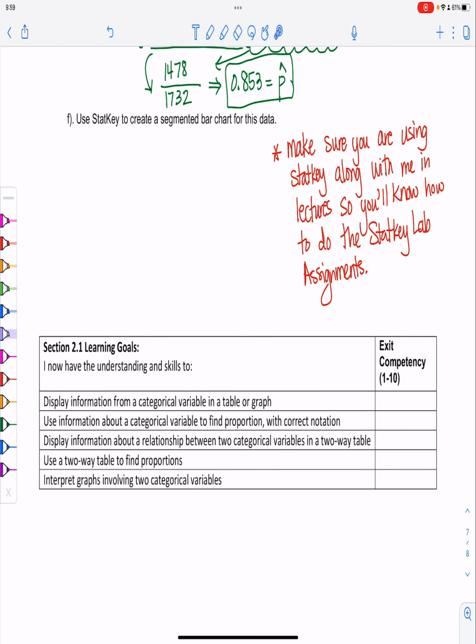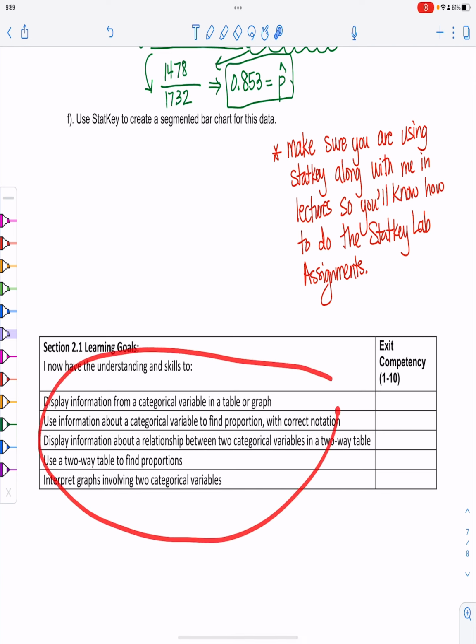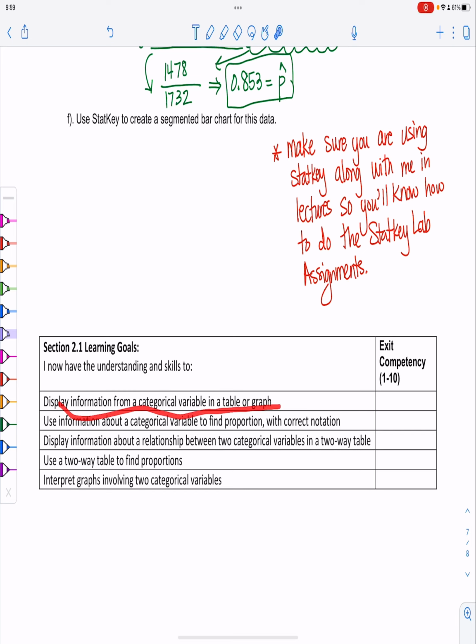Make sure that you check your competency on each of these things. Do you know how to display information from a categorical variable in a table or graph? Do you know how to use information about a categorical variable to find proportion with the correct notation? Can you display information about a relationship between two categorical variables in a two-way table? Can you use a two-way table to find proportions? And can you interpret graphs involving two categorical variables?